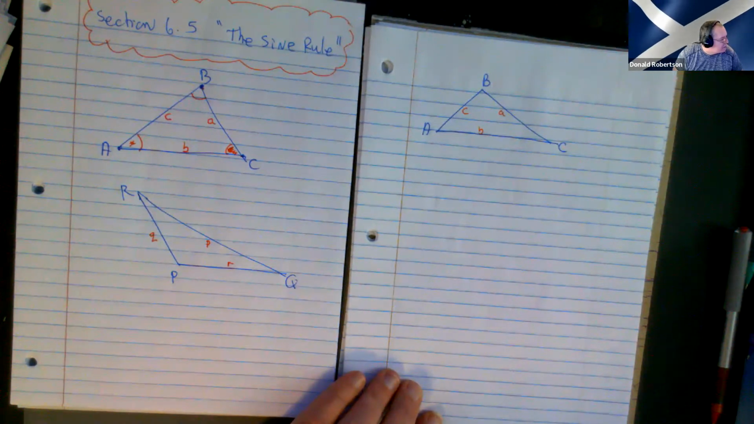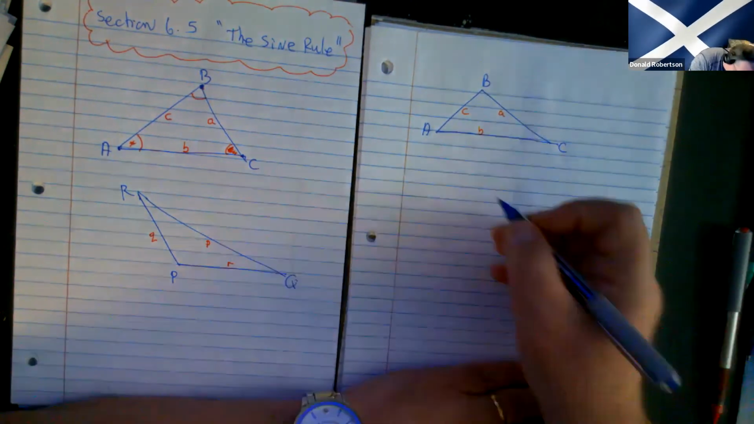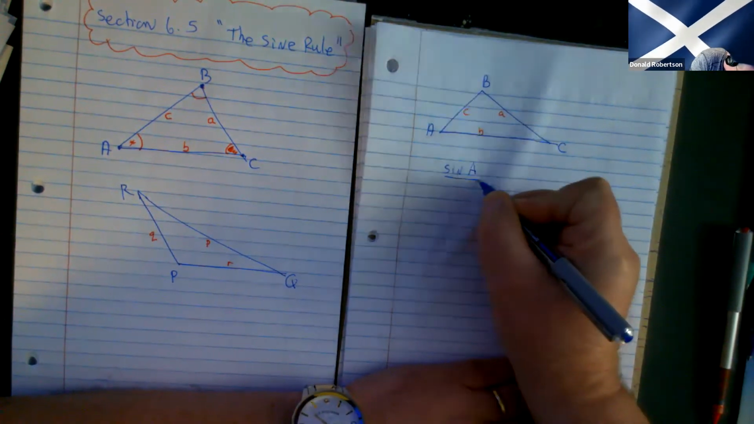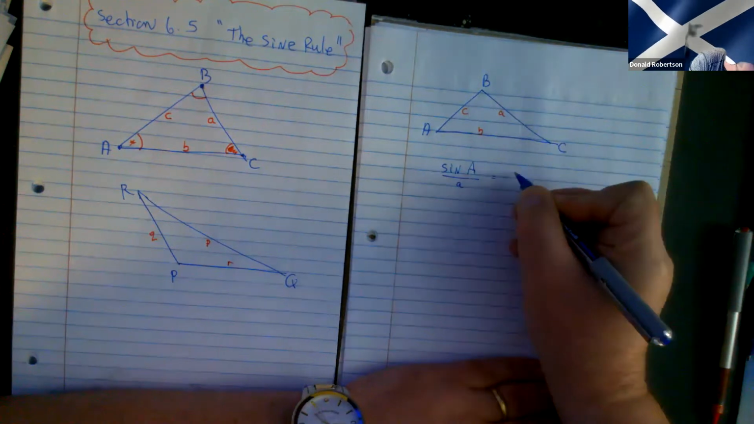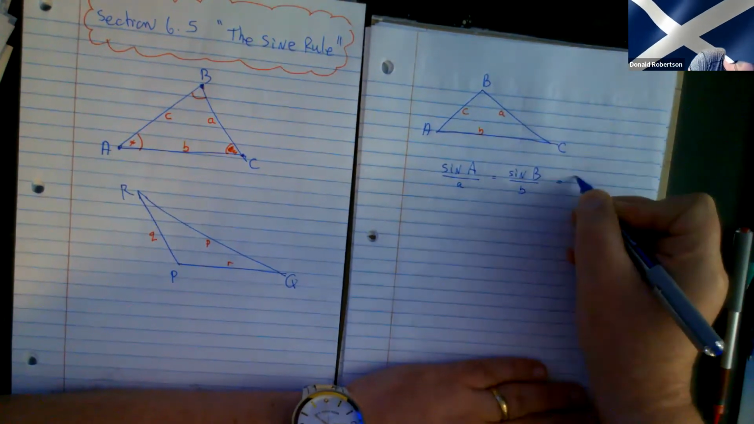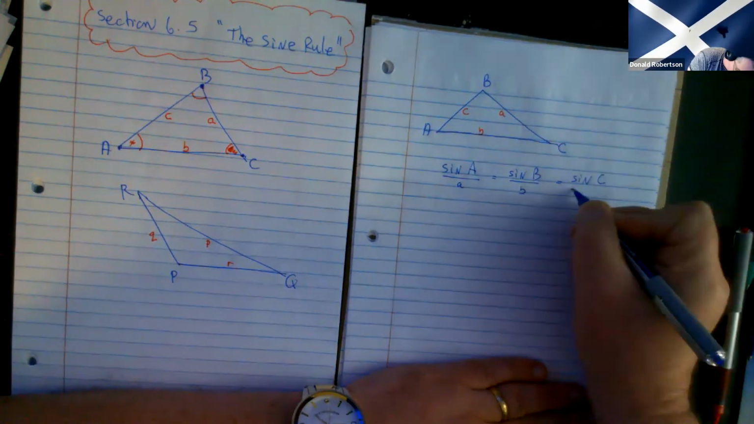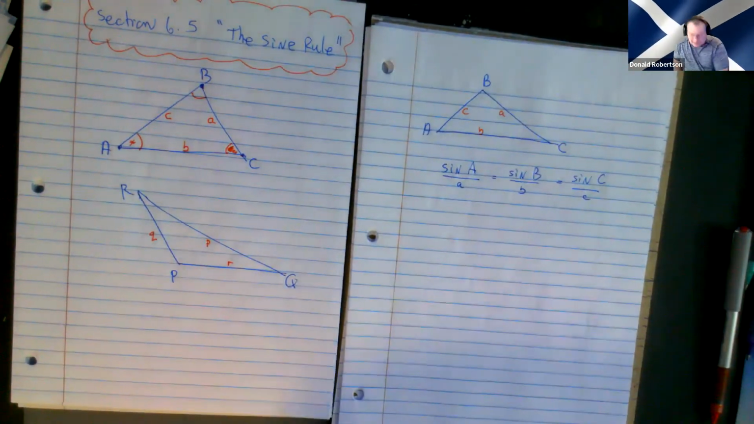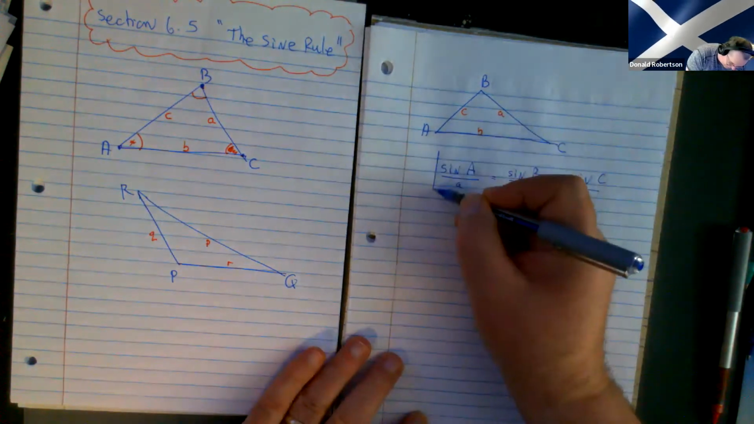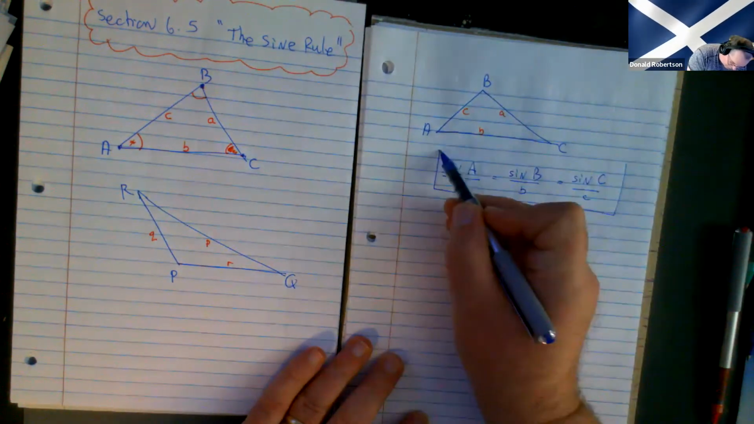Okay. I'm pretty sure it's sine A over little a. So the sine rule says that the sine of angle A over little a is the sine of angle B over little b is the sine of angle C over little c. And that is the formula called the sine rule.